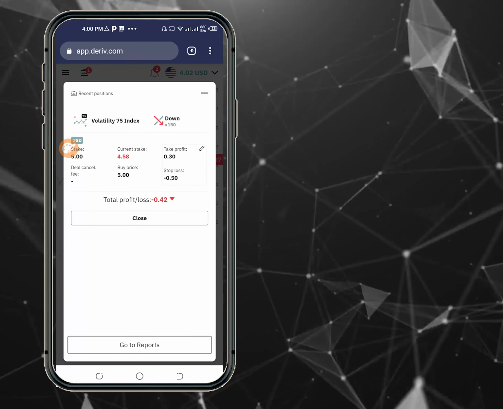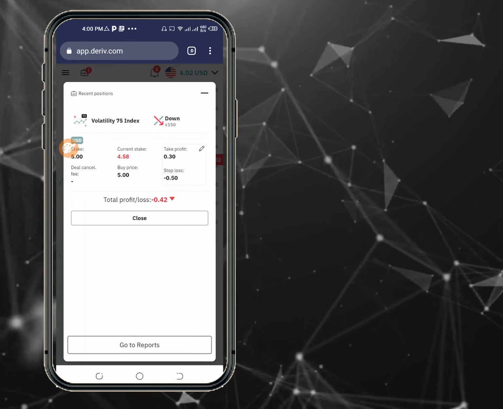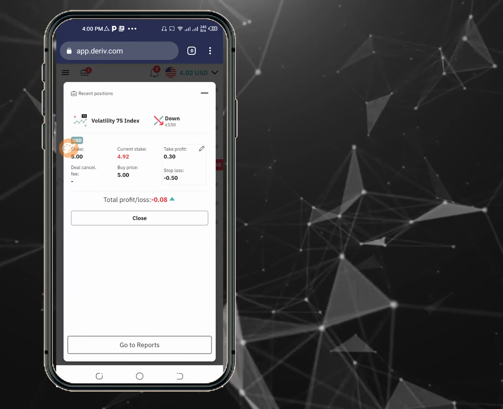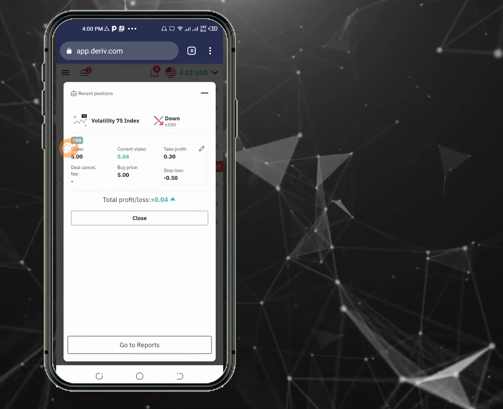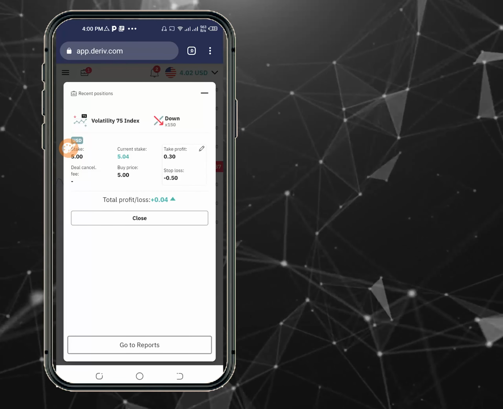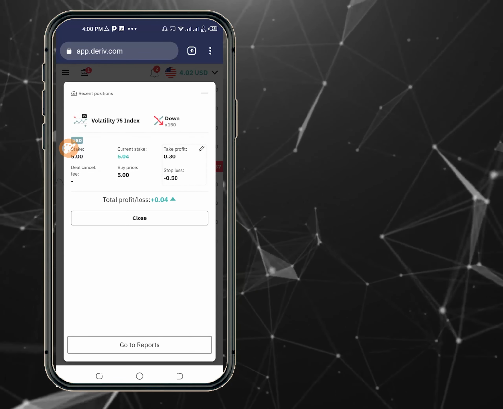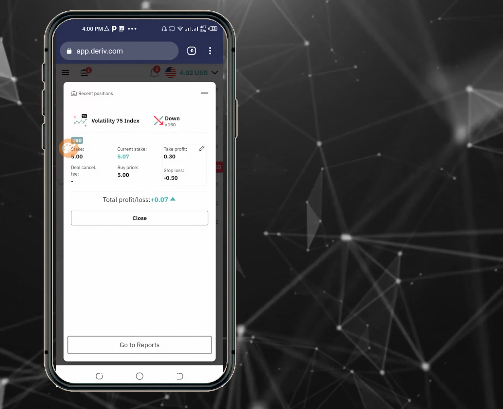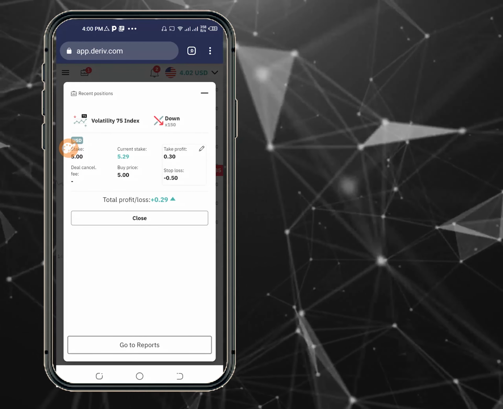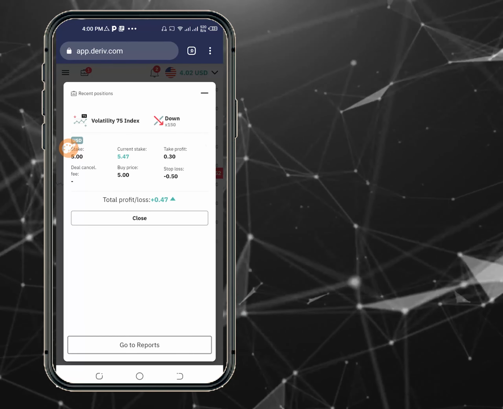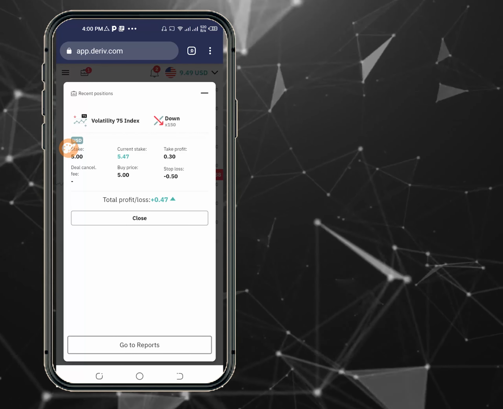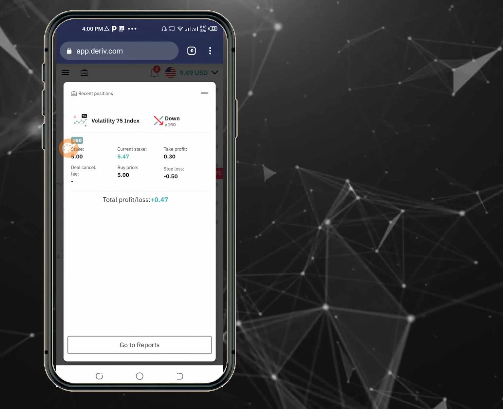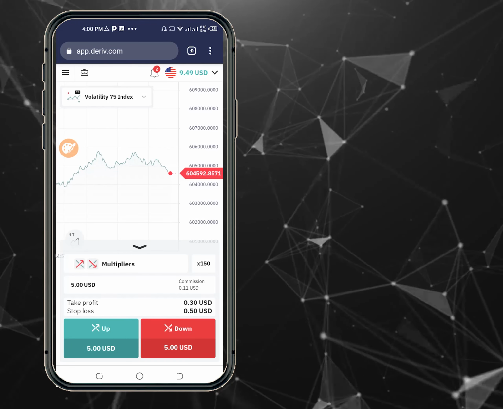Well, it looks like I've lost $1 on this trade, but you've actually seen how I've taught you to trade all your money without making much loss by putting your stop loss and all that. Because I put in like $5, my profit is currently at 47 cents. That's what I just made right now.